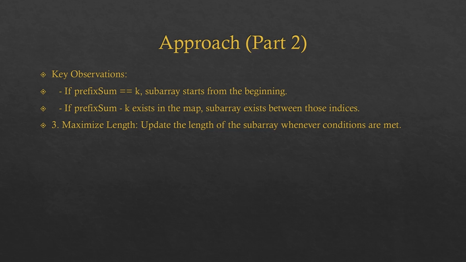Key observations make the approach even more efficient. If the prefix sum equals k at any point, it means the subarray starts from the beginning of the array. If the difference between the current prefix sum and k exists in the hash map, we can calculate the length of the subarray between these indices. This gives us the longest subarray with sum k.